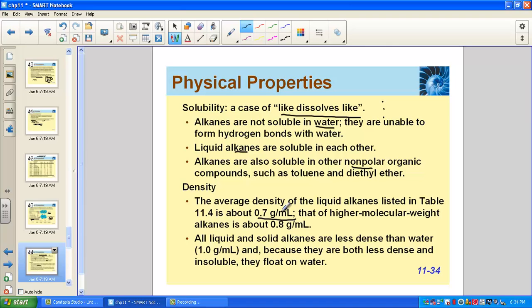All liquid and solid alkanes are less dense than water. If you recall, water has a density of 1.00 gram per mil, and therefore, because these alkanes are insoluble in water and have a density smaller than that of water, they will actually float on the surface of water. So you'll just see two immiscible liquids. Water would sink to the bottom, and you would have the fluid of the alkanes sitting on the top, similar to oil and vinegar, oil and water. One will float on top of the other.